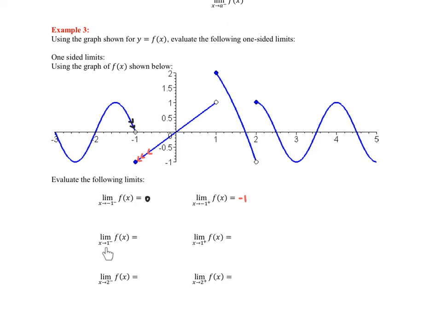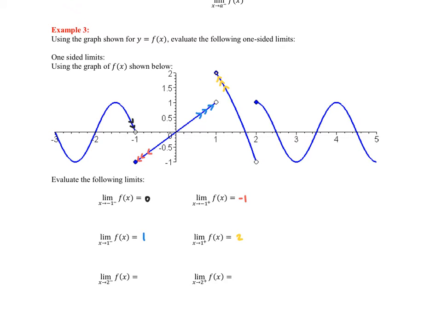The limit as x approaches 1 from the left would be here. Looks like it's going to be 1. The limit as x approaches 1 from the right. As we approach x equals 1 from the right, looks like our output is 2.